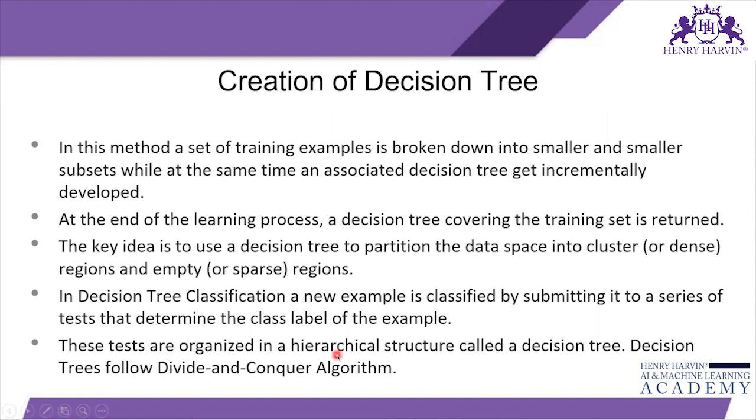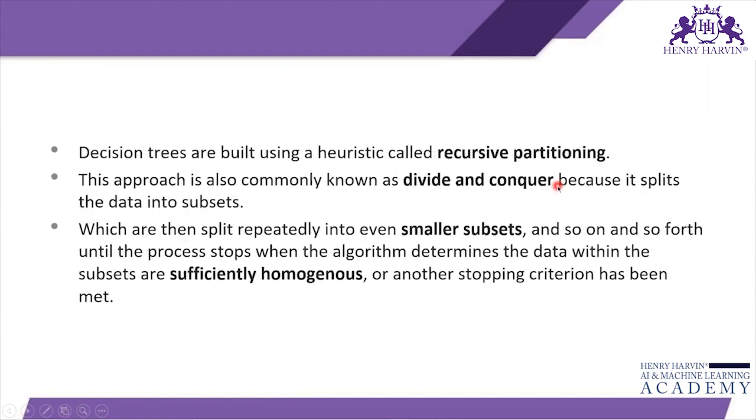These tests are organized in a hierarchical structure called a decision tree. Decision tree follows the divide and conquer algorithm. Decision trees are built using a heuristic called recursive partitioning. This approach is commonly known as divide and conquer because it splits the data into subsets.